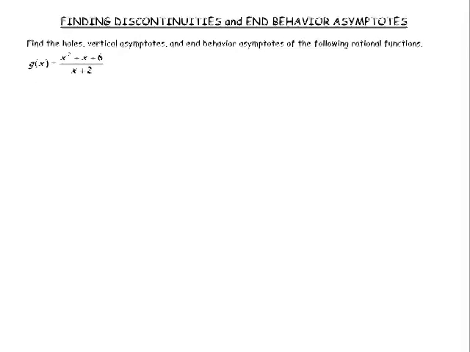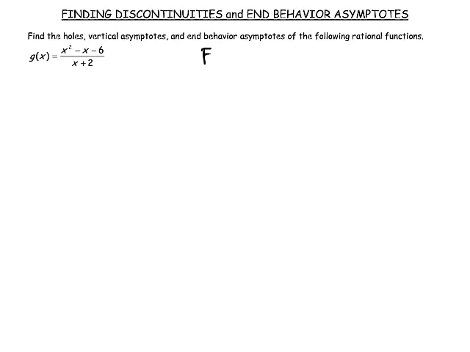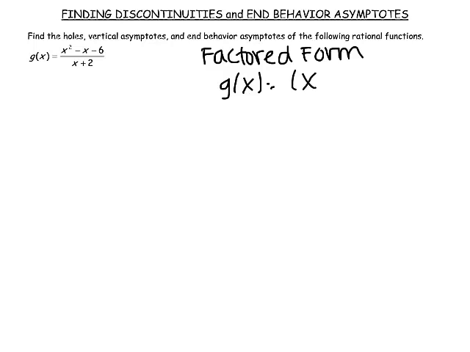So it's really great to get your function into factored form if you can. So you've done a lot of practicing with factoring. So I'm just going to factor this one really quickly. G of x is going to equal (x minus 3)(x plus 2) over (x plus 2).